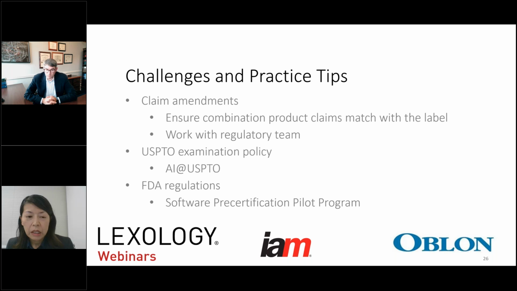So these things, the patent examination policy, and then the regulations and the business issues, those need to be all considered together. So these will be everything that you need to be considering when you're trying to use the artificial intelligence for the pharma practice. So that will be it.